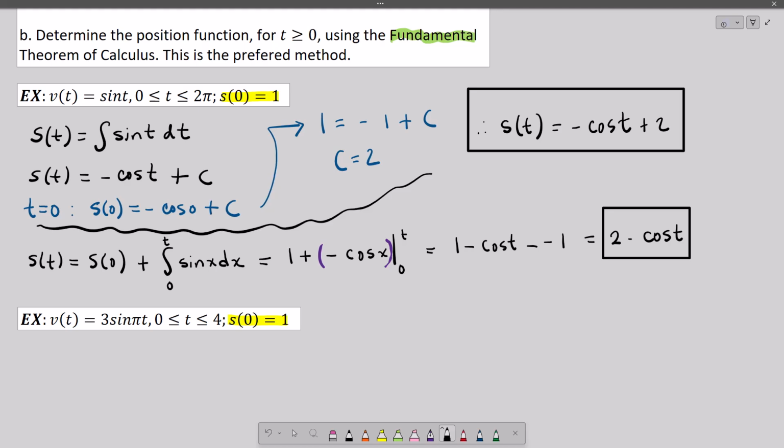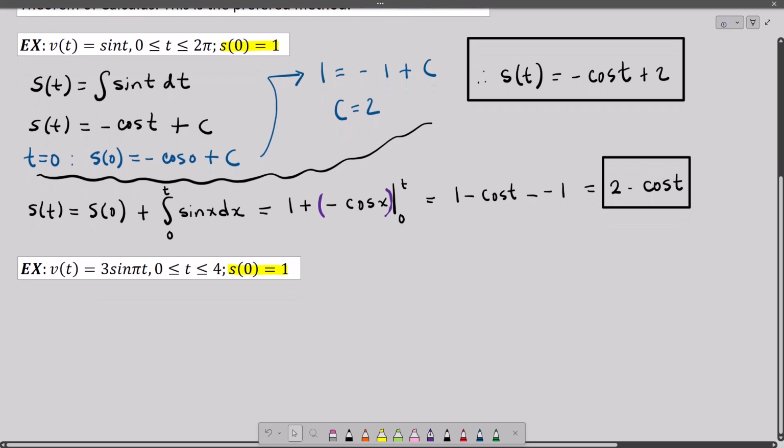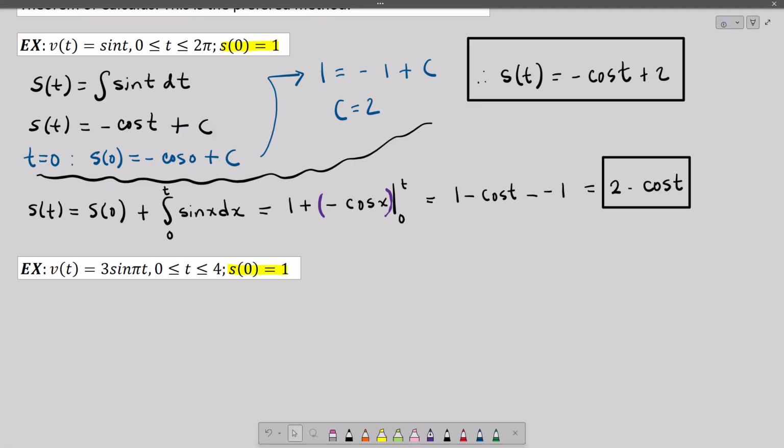We'll have to remind ourselves how to do that whole antiderivative thing. Just remember that whatever the antiderivative is, you plug the upper limit into that antiderivative, and then you subtract off the lower limit plugged into that. So you get the minus 1. Is that 2 minus cosine t? Yes. So same answer, more direct. All right, we're just going straight through.